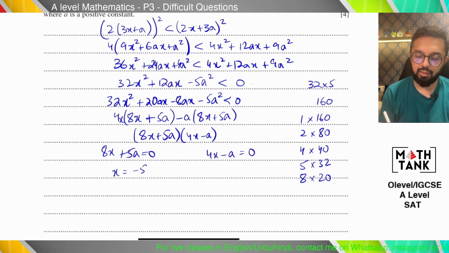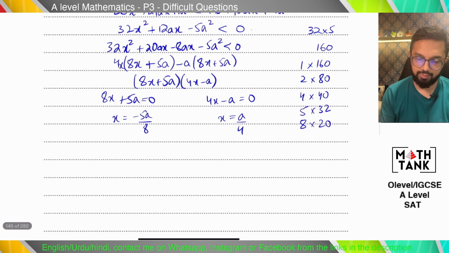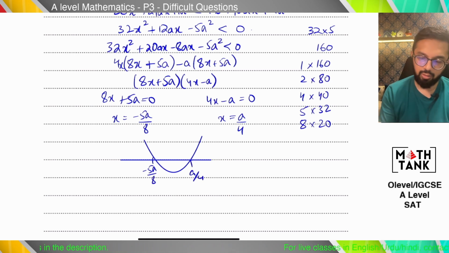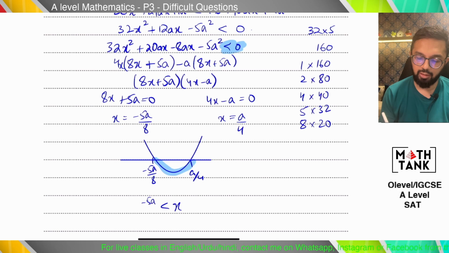x equals minus 5a over 8. That's a negative number. And this one is a positive number. Why? Because it says a is a positive constant. So my graph should look something like this. There should be minus 5a over 8 here and a over 4 here. And I'm talking about less than 0. So this is this area. So x is between minus 5a over 8 and a over 4.